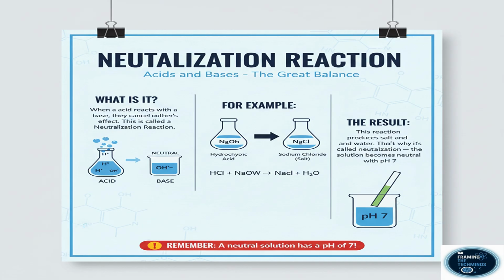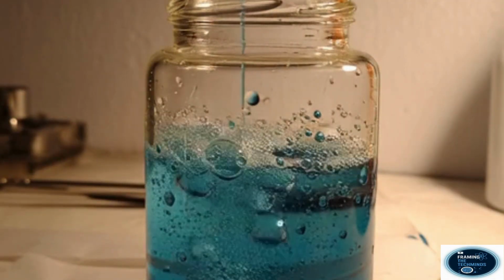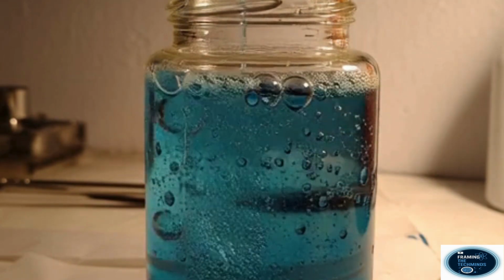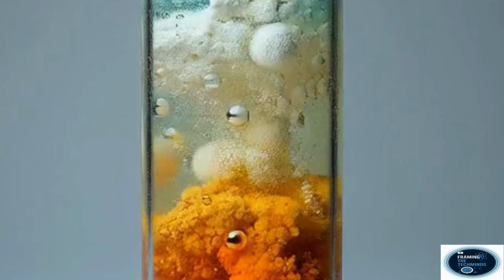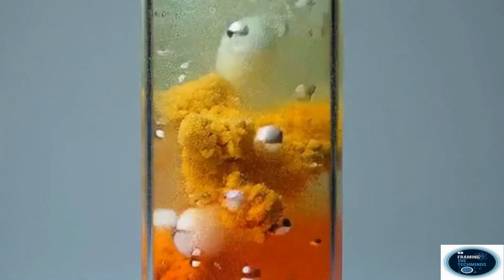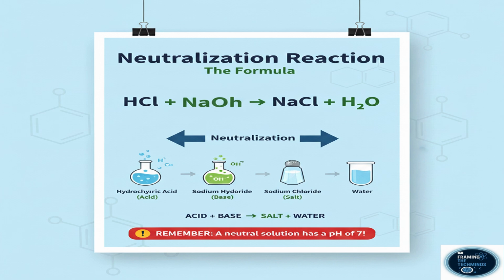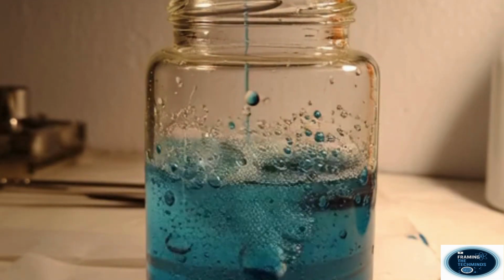In part 4, we will be covering the neutralization reaction. When an acid reacts with a base, they cancel each other's effect. This is called a neutralization reaction. For example, when hydrochloric acid reacts with sodium hydroxide, it makes sodium chloride and water. The formula for this is as shown on screen: HCl plus NaOH gives NaCl plus H2O. This reaction produces salt and water. That's why it's called neutralization. The solution becomes neutral with pH 7.